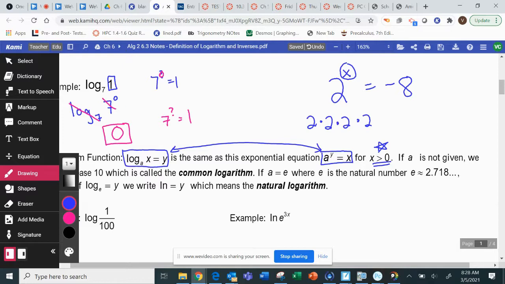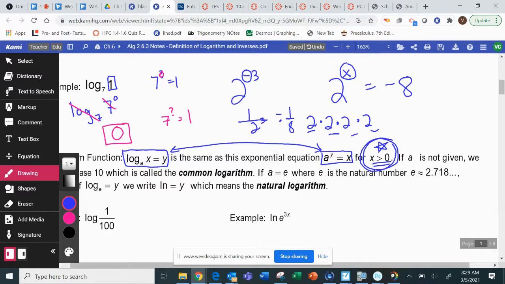Well, if I do 2 to the -3, what's that negative tell me to do? 1 over 2 to the 3rd. So I could get 1 over 8. Can I get -8? There's no possible way we could ever get -8 by multiplying together positive 2's. There's no way. So that's why, when we look at logarithms or exponentials, x has to be greater than 0.